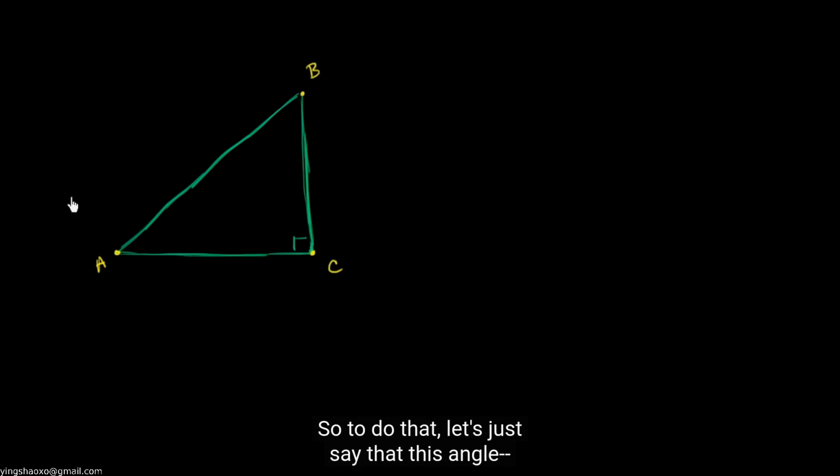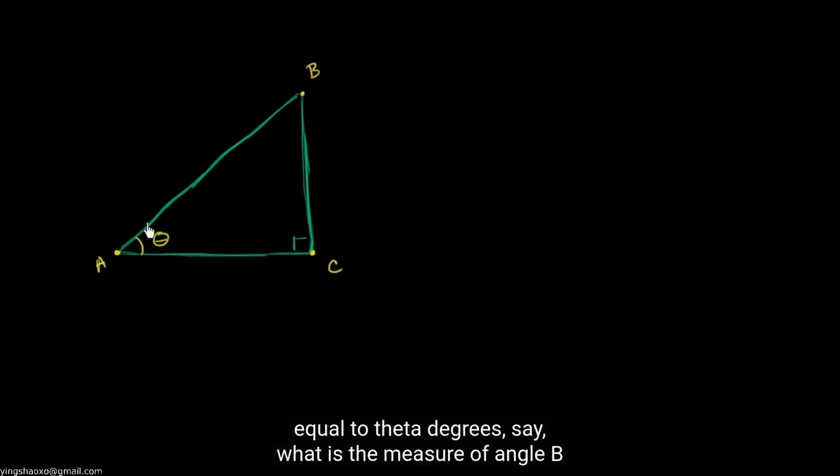So to do that, let's just say that this angle, I guess we could call it angle A, is equal to theta. If its measure is equal to theta degrees, say, what is the measure of angle B going to be?